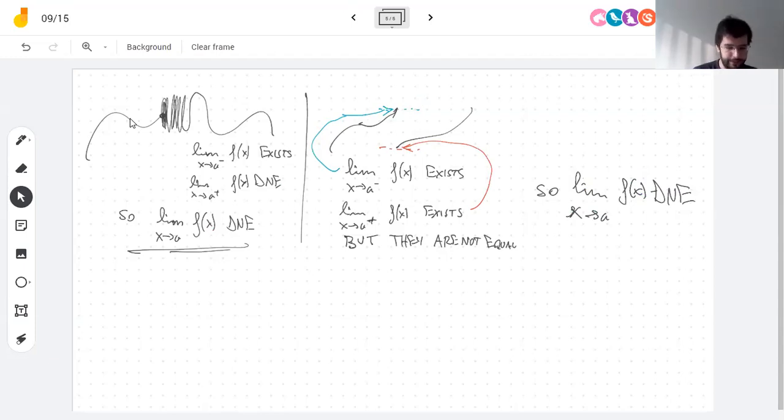And notice that here I didn't bother drawing empty circles or filled-in circles. The reason for that is that it doesn't matter at all. What happens exactly at this point is completely irrelevant. The function could be here, it could be here, it could be here. It just doesn't matter, because no matter what the function is, whatever I say about the limit doesn't change at all.